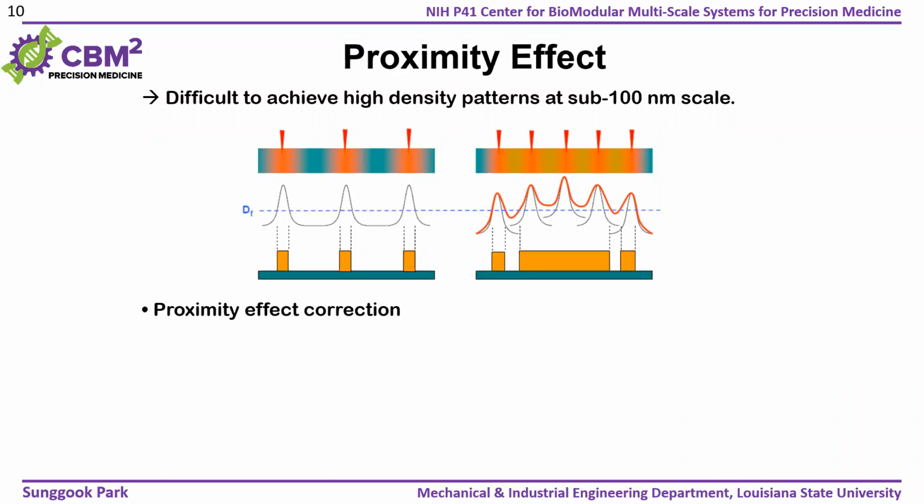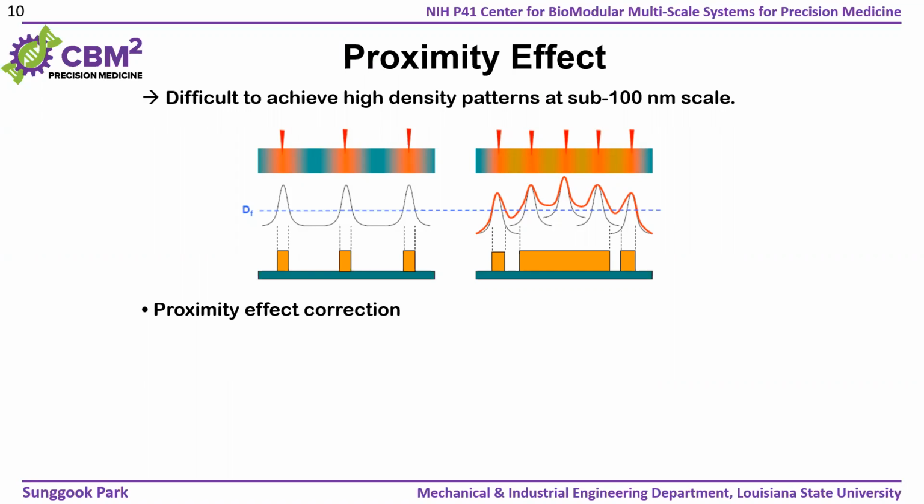Okay, so because of that characteristic of electron beam and material interactions, the smallest feature that can be achieved by electron beam lithography is determined. So for example, with electron beam lithography, it is difficult to achieve very high density patterns with sub 100 nanometer scale patterns, right? It's pretty clear because once the patterns are sparsely located and far away from each other, then you can probably produce patterns like this.